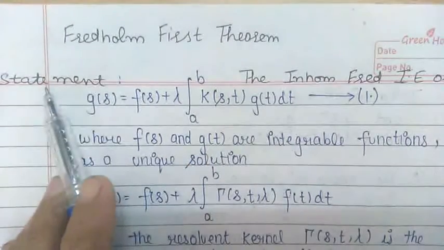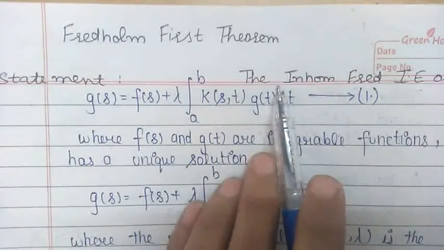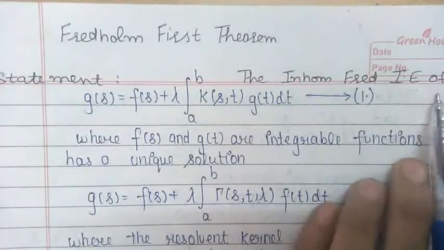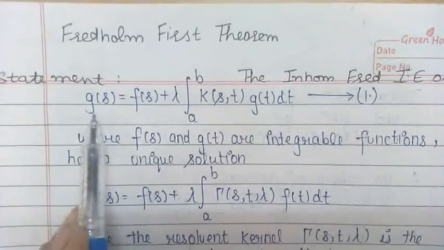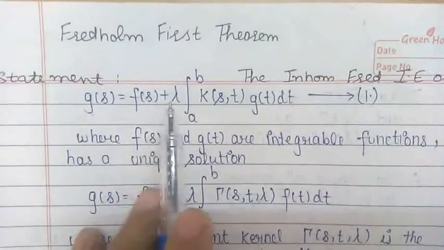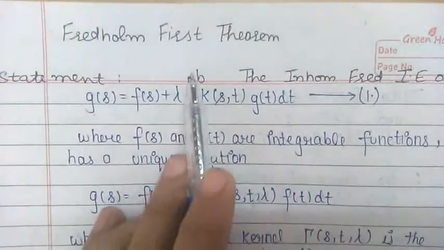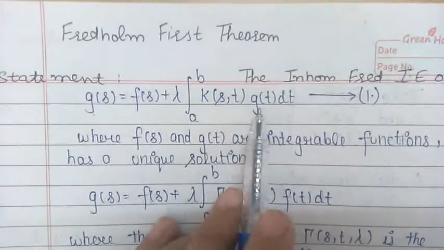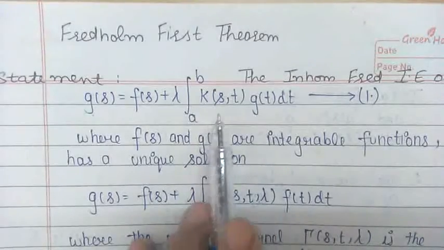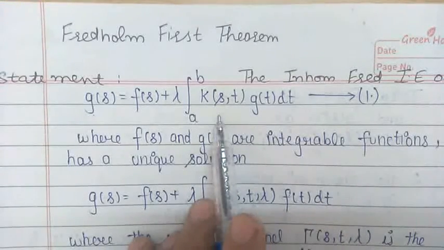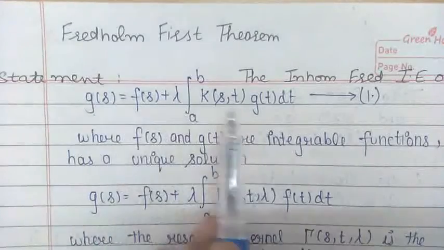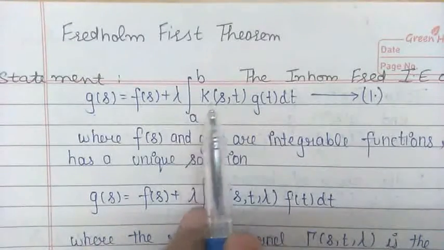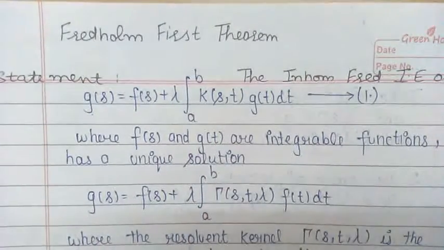The statement of the theorem: the inhomogeneous Fredholm integral equation of second kind is given by g(s) = f(s) + lambda integral from a to b k(s,t) g(t) dt. This is the inhomogeneous Fredholm integral equation of second kind. Here the function f and the function g are integrable functions.